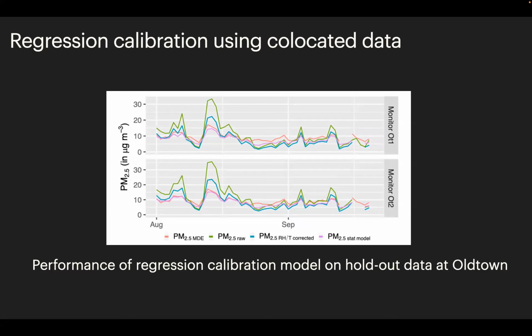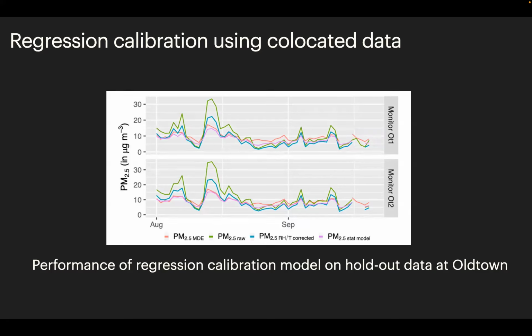So this is the test performance of our model. Our model is the violet line. As you can see, for the most part, it tracks the orange line of the reference sensor data very well. And this is out of sample. We didn't use any of this data for training of the model. This regression calibration was, at that time, the state of the art for correcting low-cost sensor data.